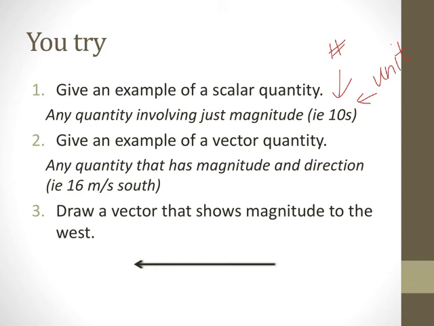Whereas a vector quantity should have said something that has a magnitude, so a number and a unit, plus a direction. Okay? So my examples in here, and there's tons of examples for this, so it's pretty easy when you're having to come up with your own, you can go really easy and go 5 meters and then 5 meters east. Okay? And then drawing a vector that shows magnitude to the west. Your length can be any length because you weren't given a specific magnitude, but the key thing was that you have to have the arrow pointing left or to the west.